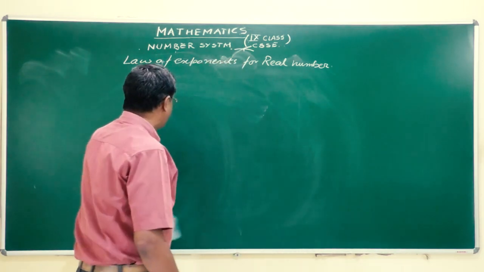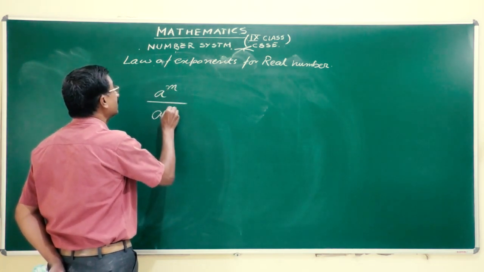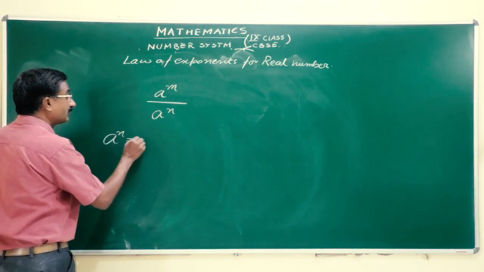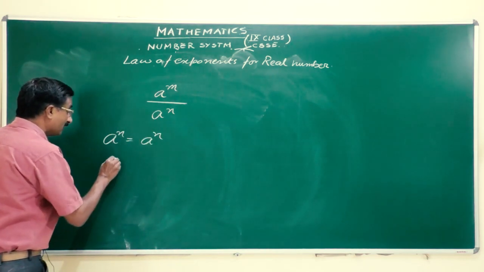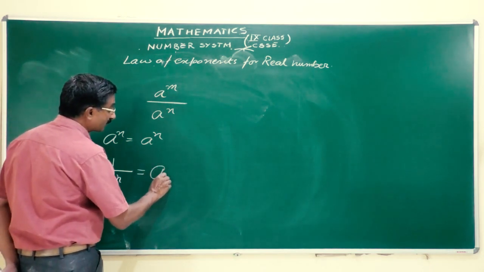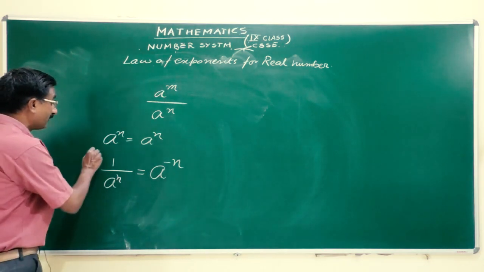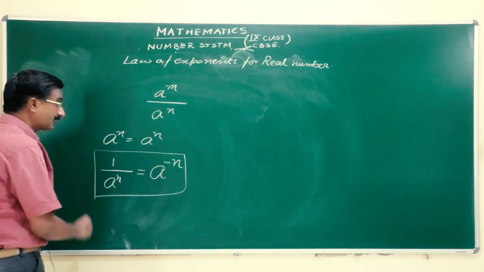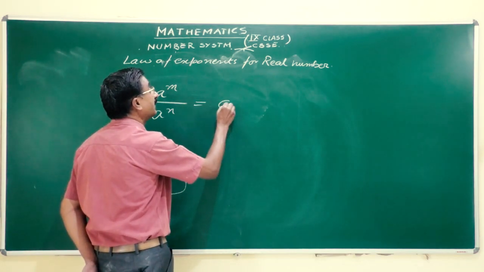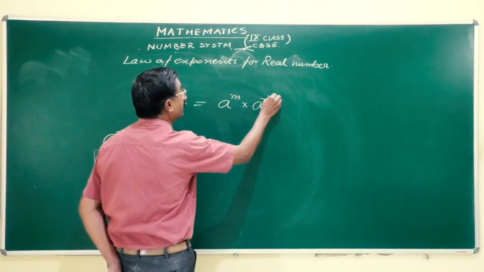The third one: the base is again common. These are all the identities where the base is common, that is a raised to the power m upon a raised to the power n. To understand this, a raised to the power n is equal to a raised to the power n, there is no problem. But 1 upon a raised to the power n will be equal to a raised to the power minus n. Clear? A raised to the power minus n. And how this is minus n, this we will find out. So first of all, this identity will be a raised to the power m into a raised to the power minus n.